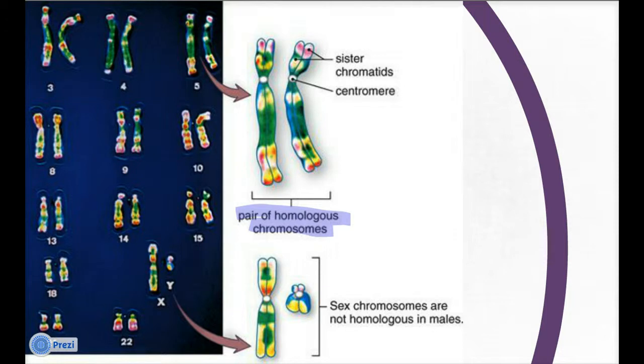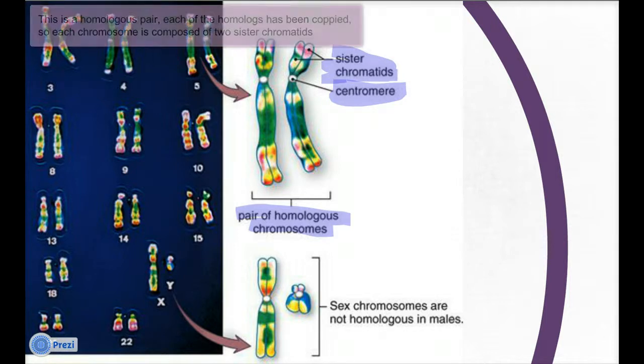Now, in order for the daughter cells to have an exact copy of the parent cell's DNA, a copy of the DNA must be made. So right before cell division, each chromosome is copied, and that copy is stuck to its original by a structure called a centromere. The two copies are called sister chromatids, but only when they are stuck together. I'll repeat that. They are only considered sister chromatids when they're stuck together.